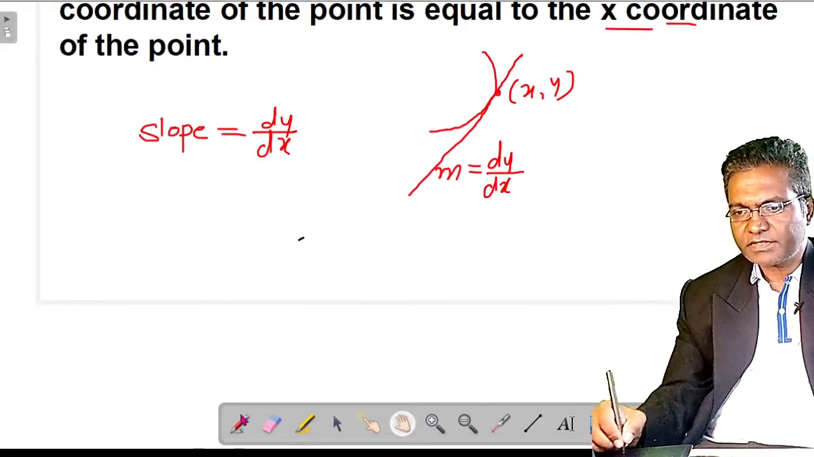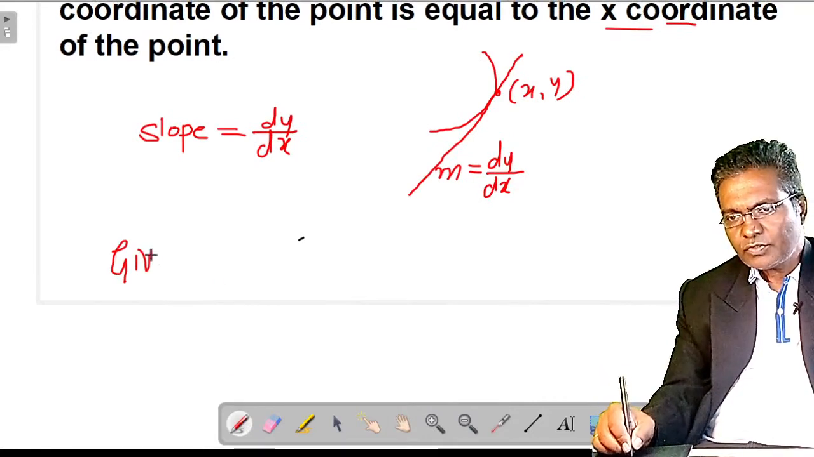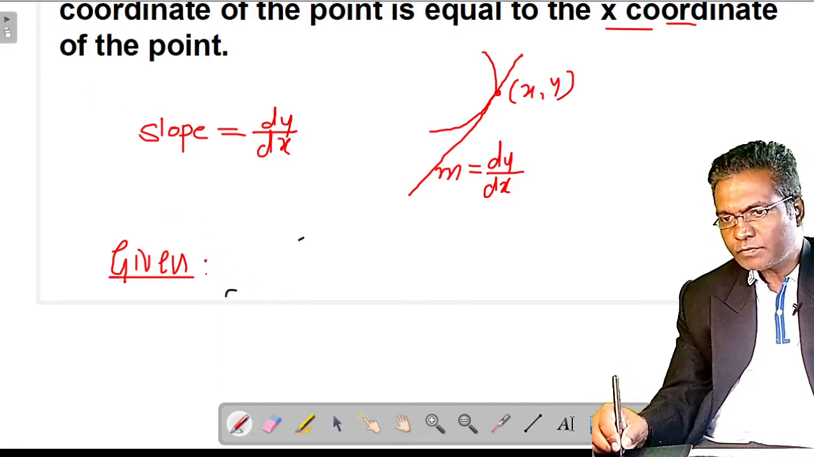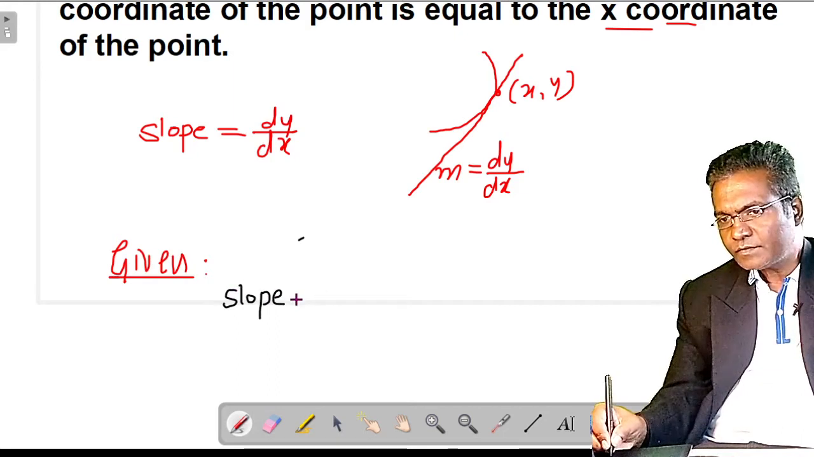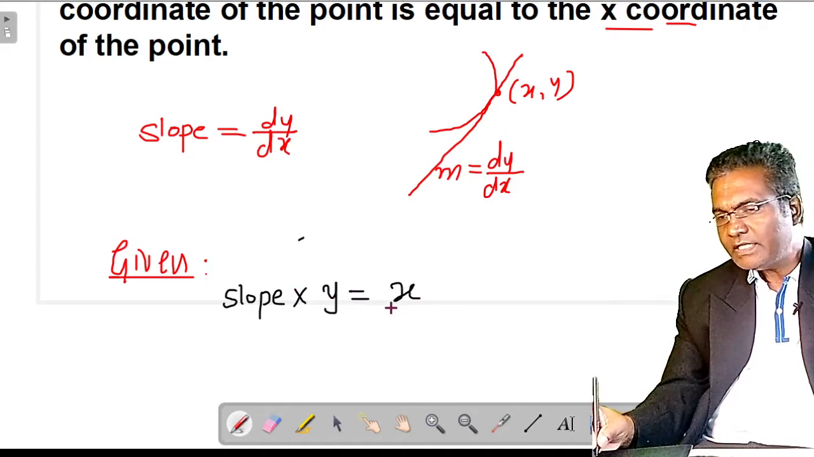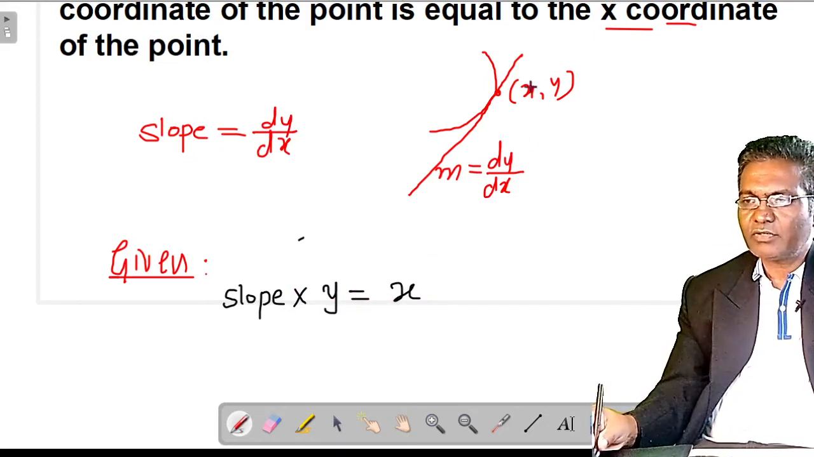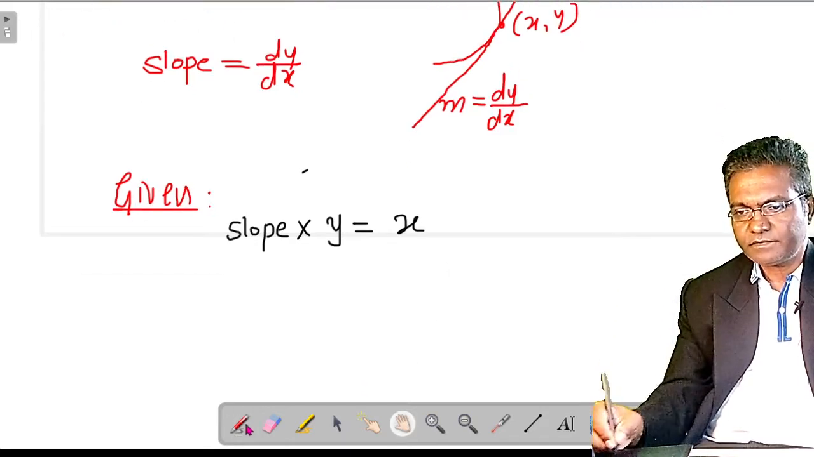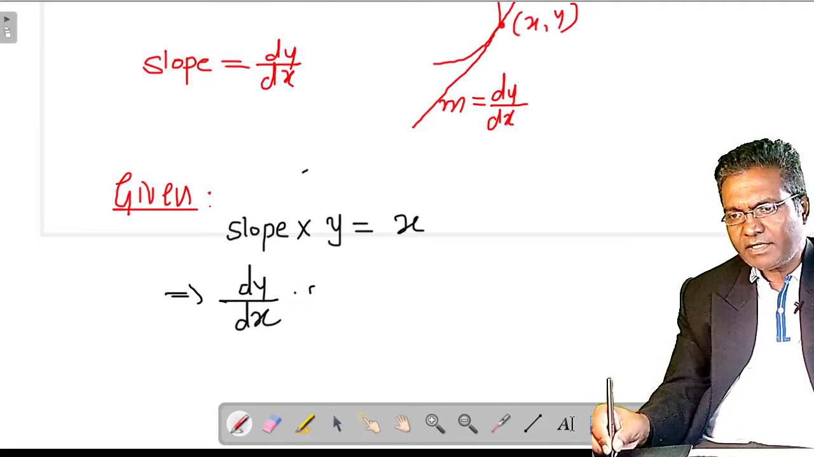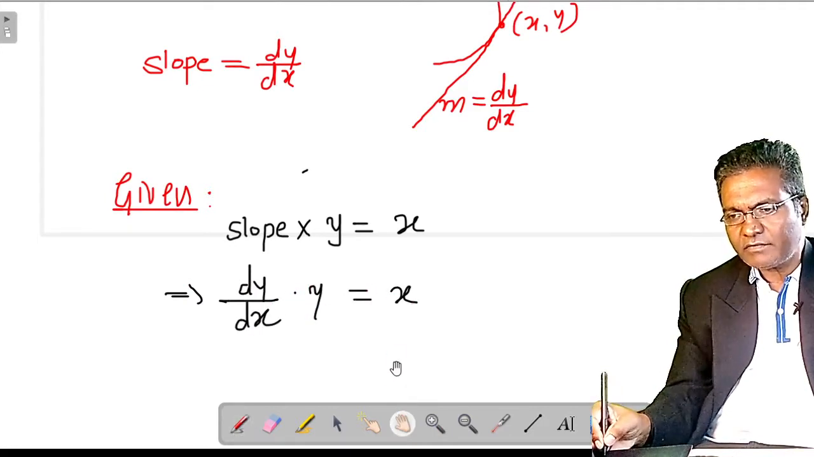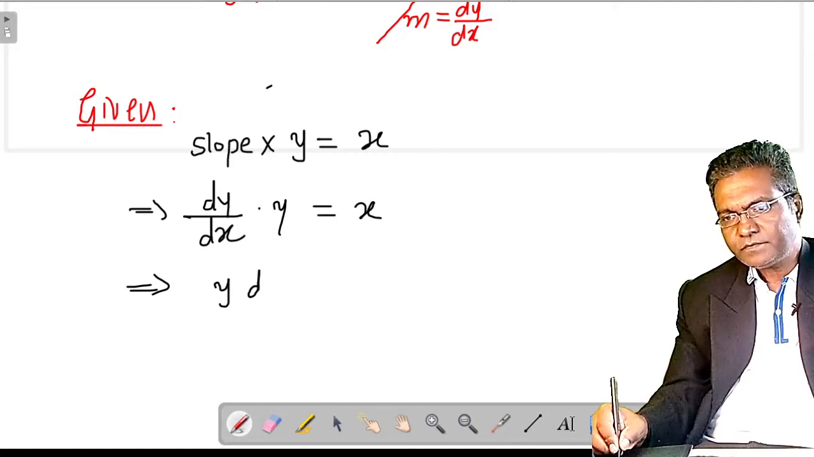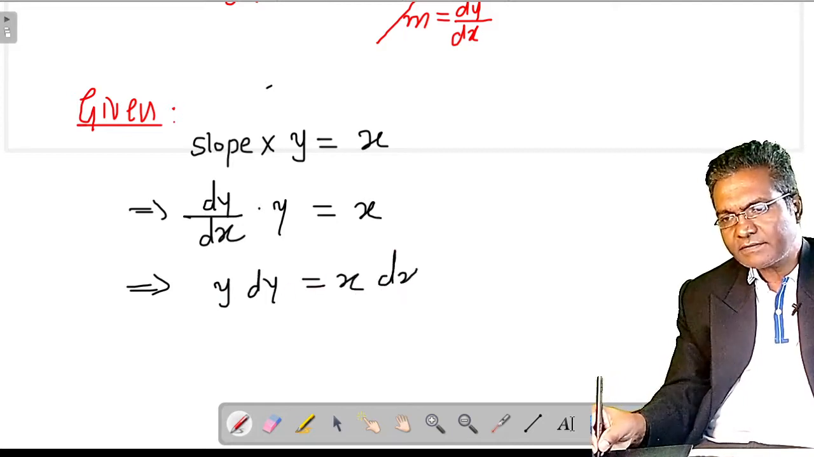So that's the funda. What is given? The product of the slope of the tangent and the y coordinate of the point, that is y, is equal to the x coordinate of the point, which is x. So this can be written as dy by dx into y is equal to x. Very simple. You got a very simple differential equation. So y dy is equal to x dx.